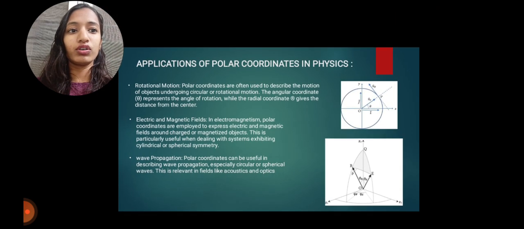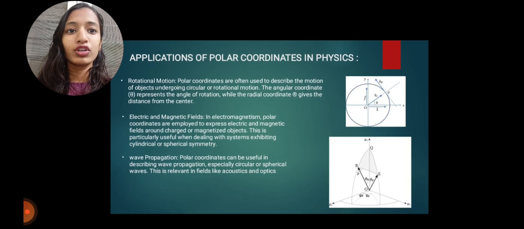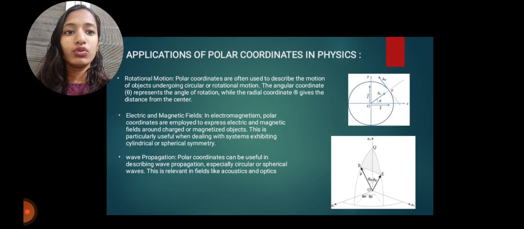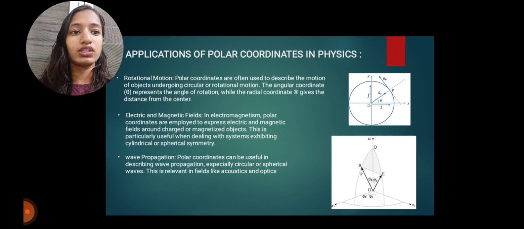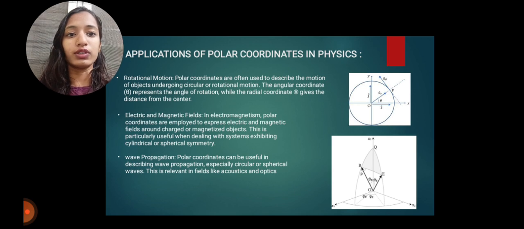Applications of polar coordinates in physics. Rotational motion. Polar coordinates are often used to describe the motion of an object undergoing circular or rotational motion. The angular coordinate represents the angle of rotation while the radial coordinate gives the distance from the center.